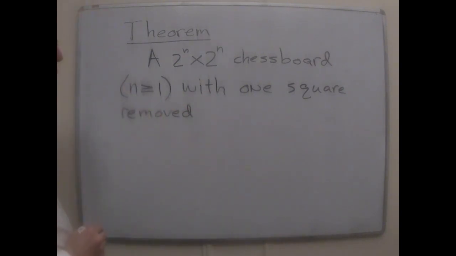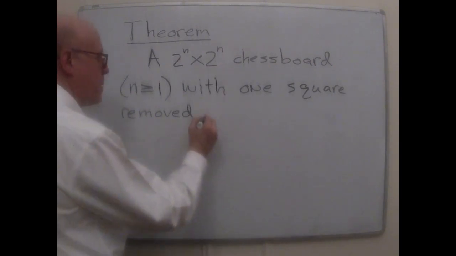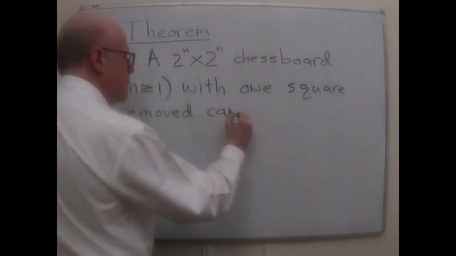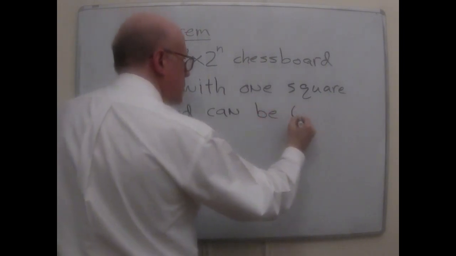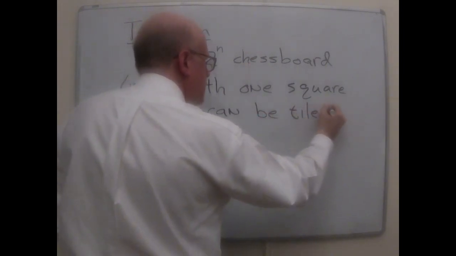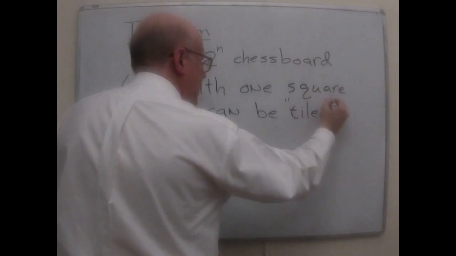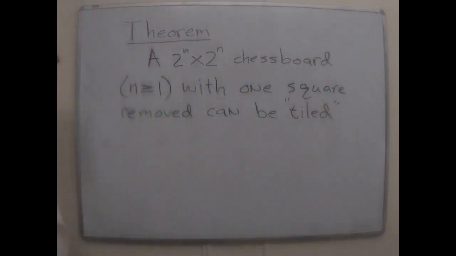Well, such a thing can be tiled perfectly, that is completely covered with nothing hanging off the edge, by L-tromenose. The phrase when we're talking about that is tiled. We're tiling the chessboard with the tromenose.